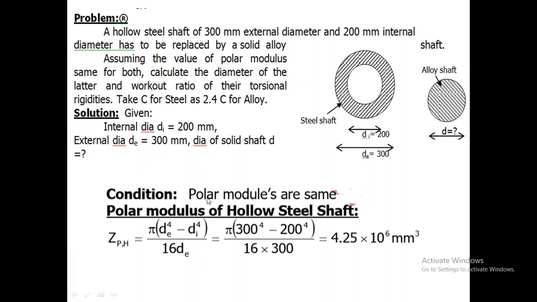Here the first thing is the polar modulus, which he has mentioned is the same. So we will calculate the polar modulus of the hollow shaft first. I told you that polar modulus is ZP, which is nothing but J by R. J is pi times d to the power 4 minus di to the power 4, by 32, and R is nothing but dE by 2. If you do that, you will get this as pi by 16 times d to the power 4 minus di to the power 4, by dE.